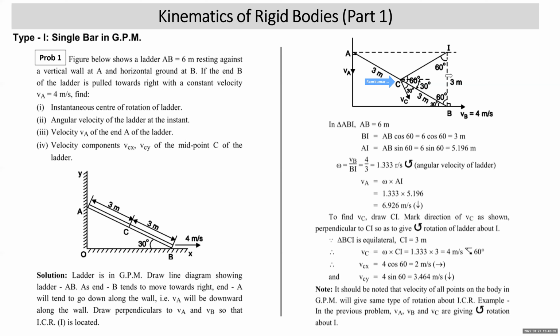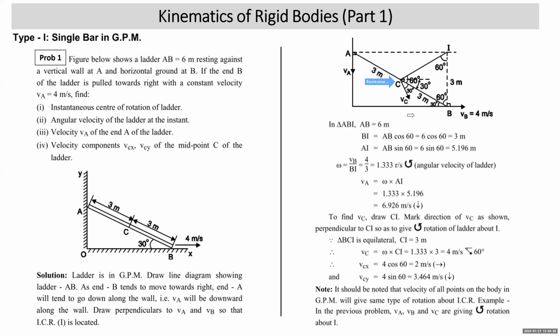This is 60, this is 3 meter, this is 3 meter. So initially we understand that it is an isosceles triangle, but since this is 3, this is 3, this is 60, the sum of these two angles is 120. So 120 divided by 2, as these two angles will be equal, is 60. So we understand that triangle BCI is an equilateral triangle. Since triangle BCI is equilateral, CI is also equal to 3 meter.